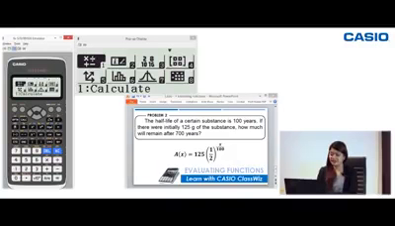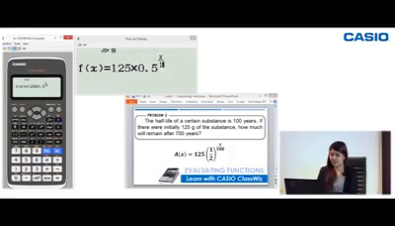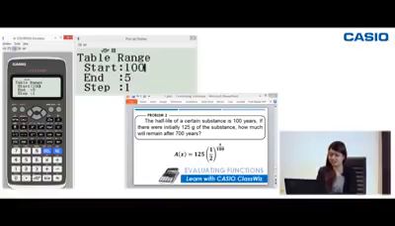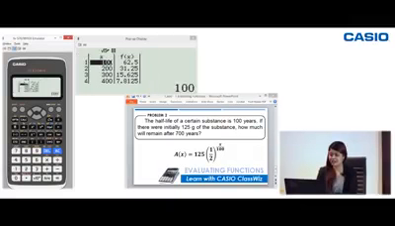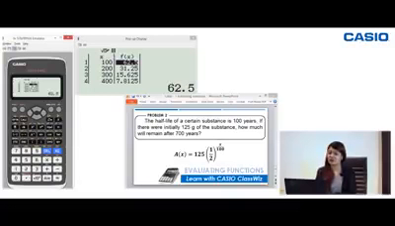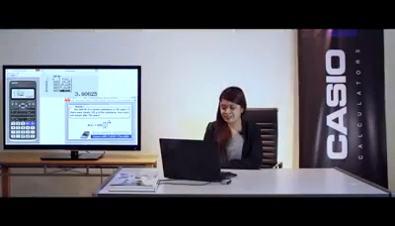Then we can take advantage of the table function, and we have 125 times, I can just input 0.5 for the 1/2 raised to x over 100. I'm going to start with the value 100 and end at 500 with the step 100, and I will have these values. So after 100 years, we will now have 62.5 grams of substance. After 200 years, it will be 31.25 grams, and so on.